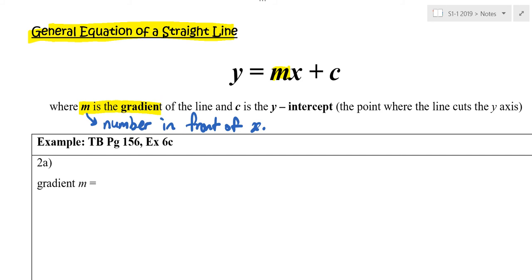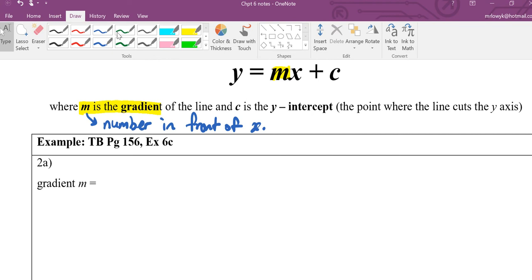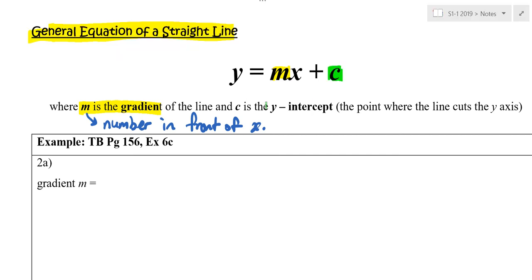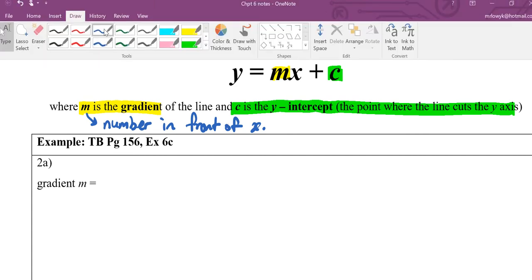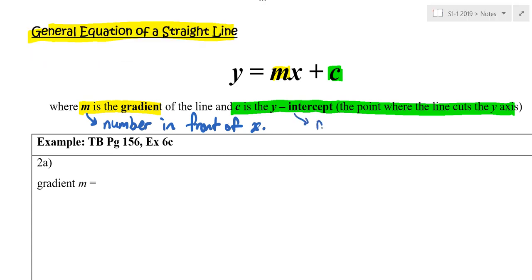Okay. Next character, I'm going to introduce to you C. And this C is known as the y-intercept. Can you highlight? And how do I recognize this C? This C is a number without X or Y. This C is a special number with no X and no Y.